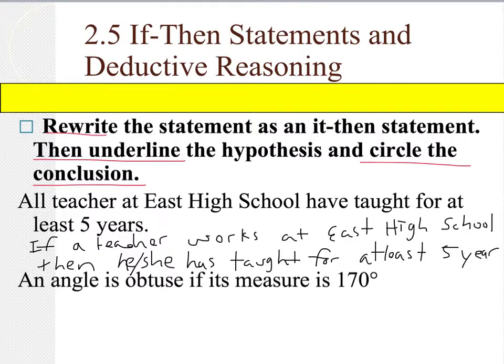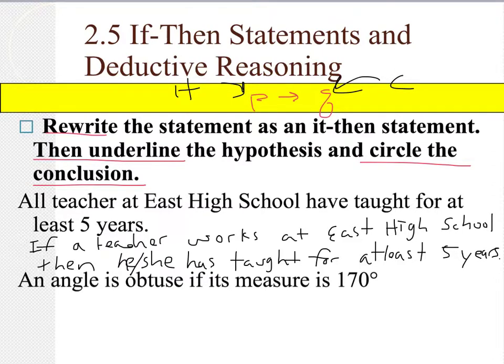Okay, because if it was flipped around to be if a person has taught for at least 5 years, then they work at East High School, that's not true because they could have taught other places. We're focusing on East High School. If a teacher works at East High School, then we know every single one of those teachers has taught for at least 5 years. Now, you need to look at the hypothesis. So I'm going to underline the hypothesis. That's the if P then Q. The hypothesis is going to be your P. Your Q is going to be your conclusion.